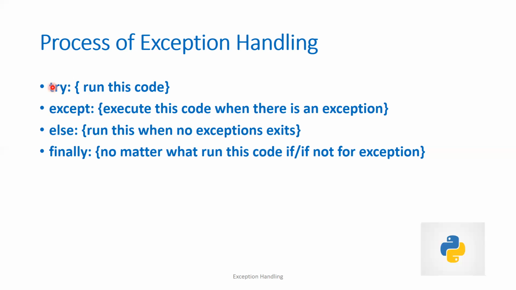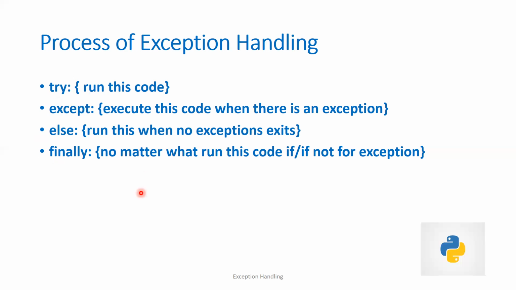That means try will check for the exception. If an exception occurs, the control moves to the except. If no exception occurs, the control moves to the else option. Then finally: no matter what, this code runs, whether or not there is an exception. That means no matter whether an exception occurs or not, the finally block will run. Definitely the finally block will run. It is definite.